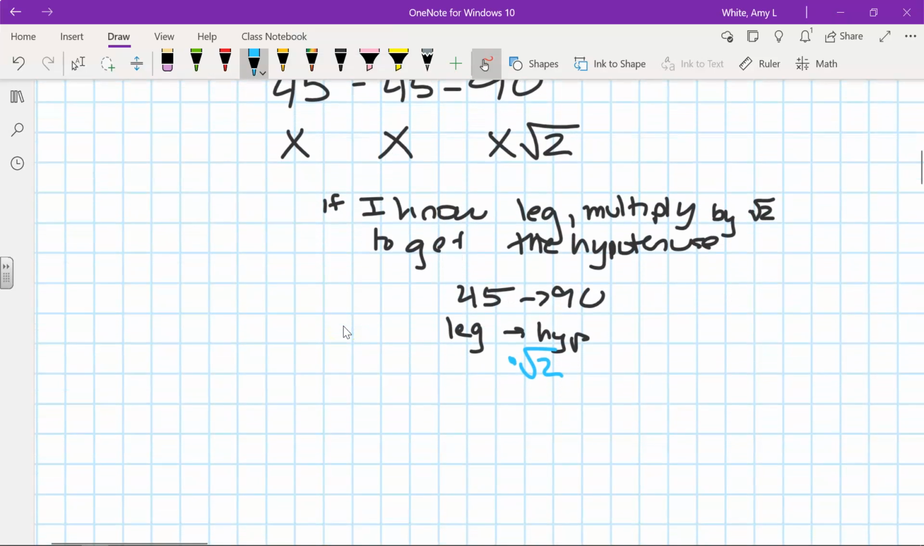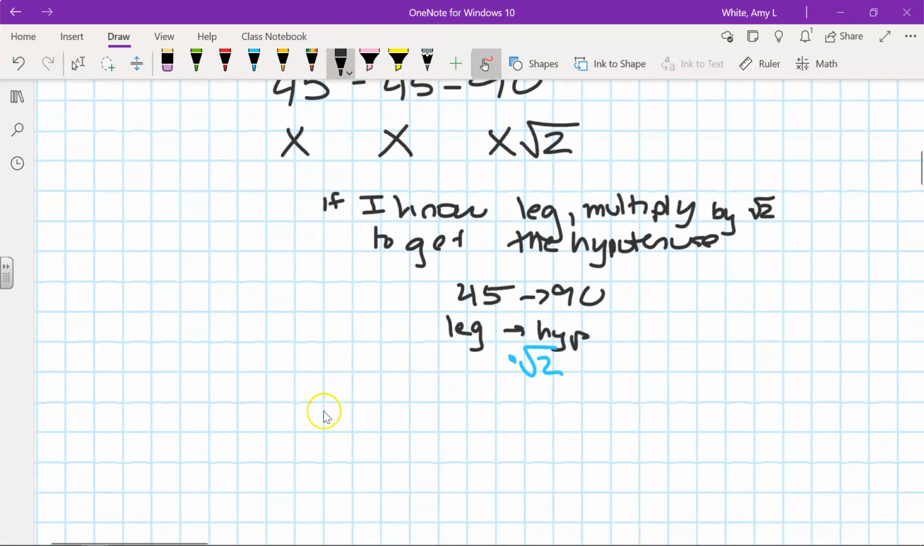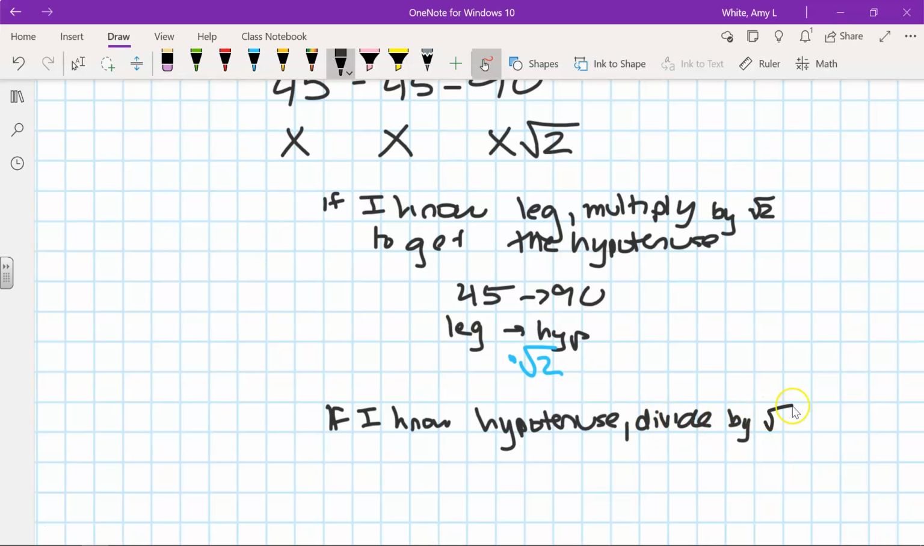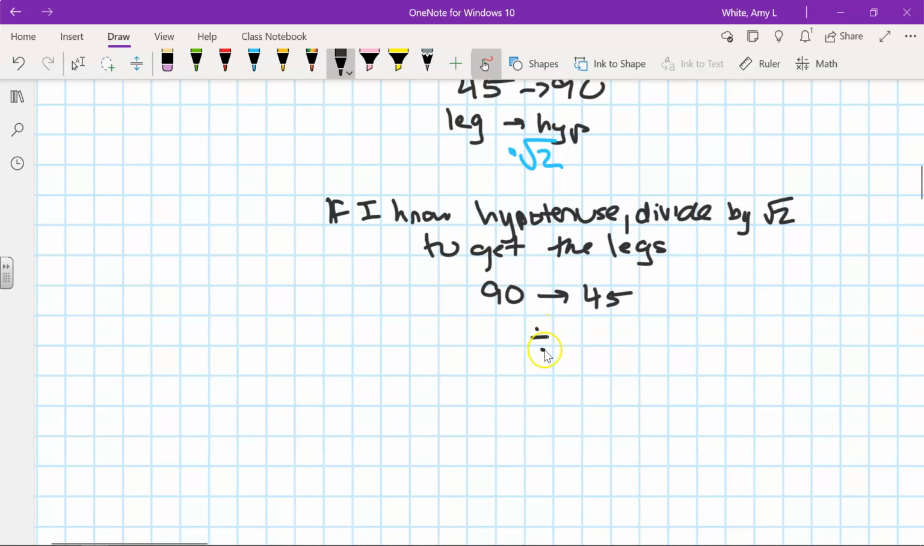So what do we think is going to happen if I'm going from the hypotenuse to a leg? If I know the hypotenuse, instead of multiplying, we're going to do the opposite. We are going to divide by the square root of 2 to get the leg. And it's the same legs. So if I'm going from the 90 to the 45 side, I would divide by the square root of 2. So this is if I'm going from the hypotenuse to the leg.